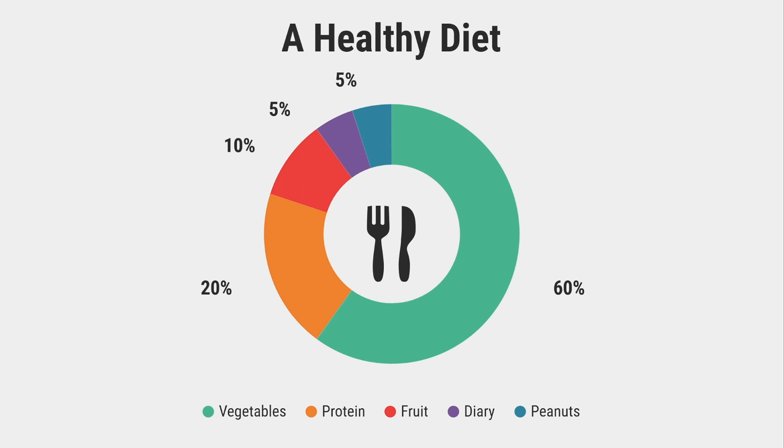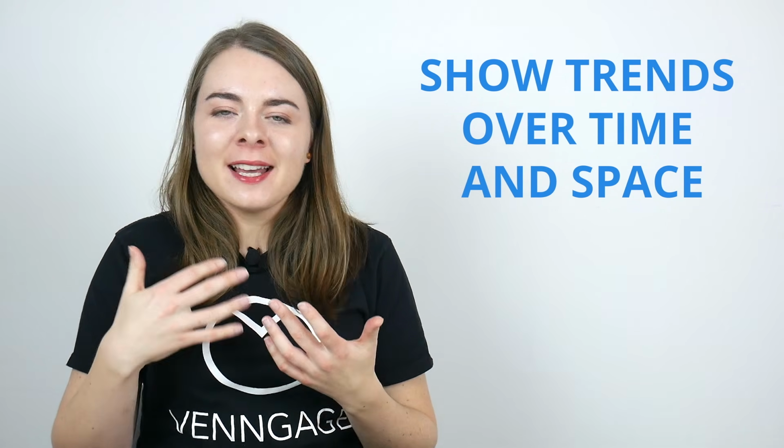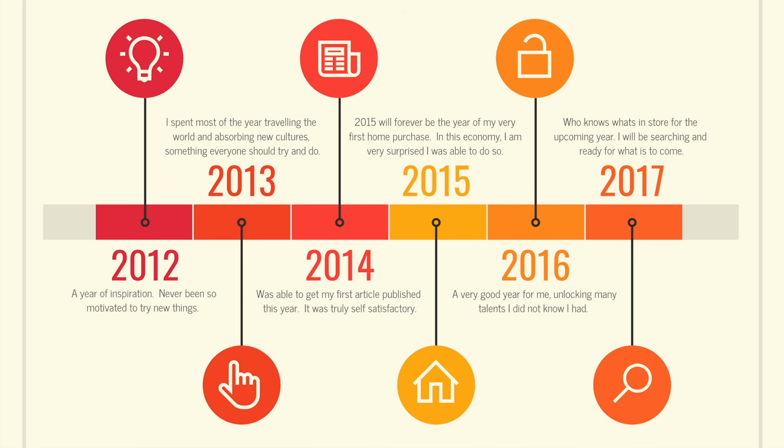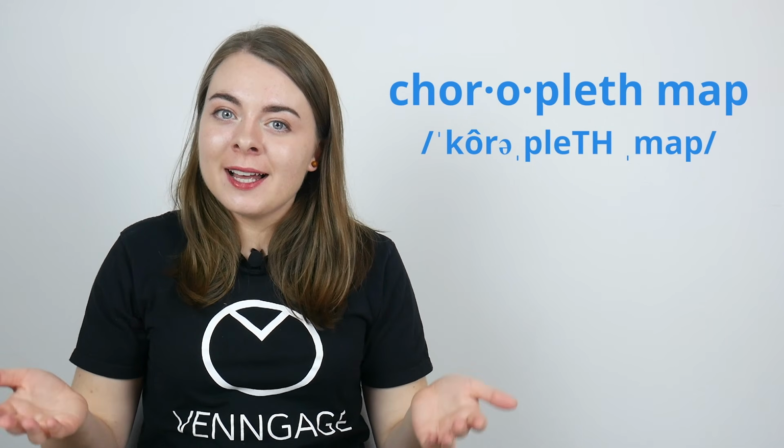And to compare parts of a whole, you could use a pie chart or a pictogram. And next, change. This is when you want to show trends over time and space. So the obvious choice for this would be a timeline or a line chart. But if you want to show spatial data, you could also use a choropleth map.